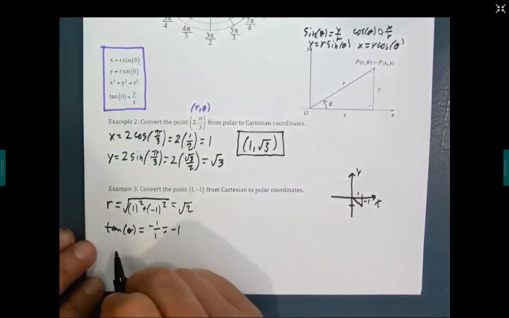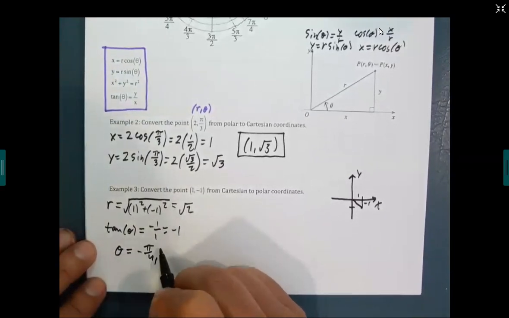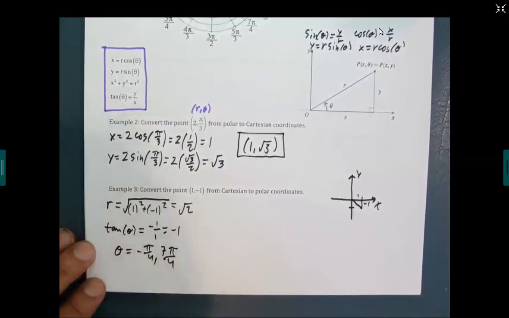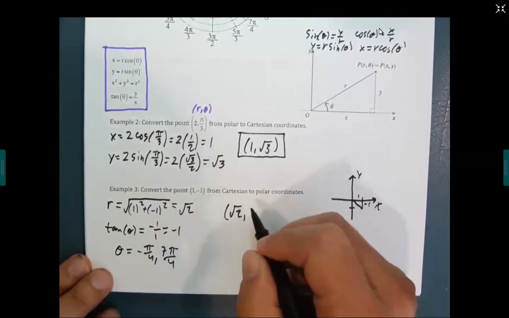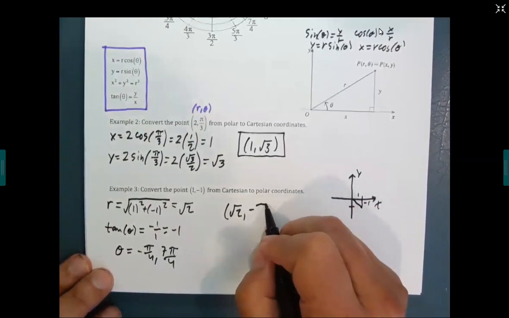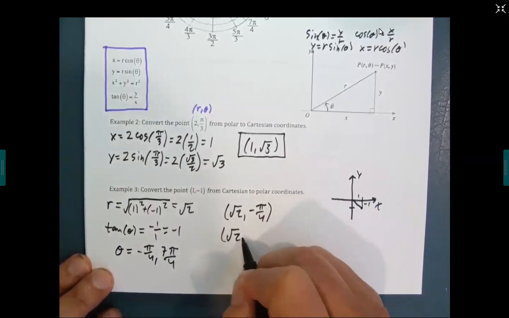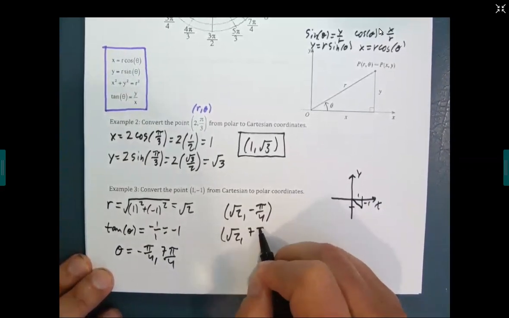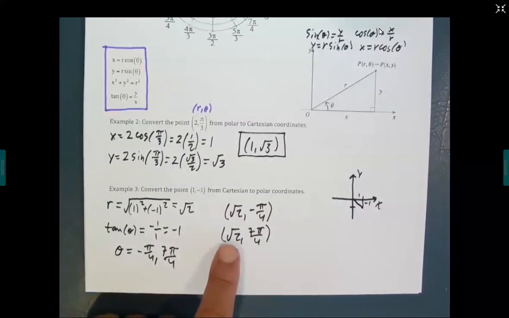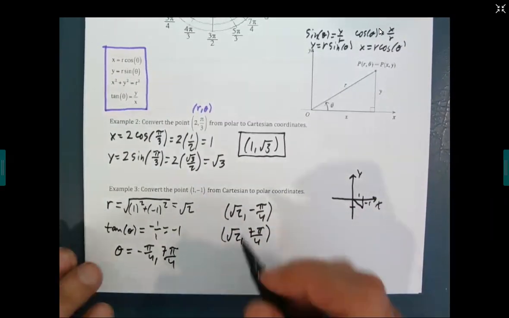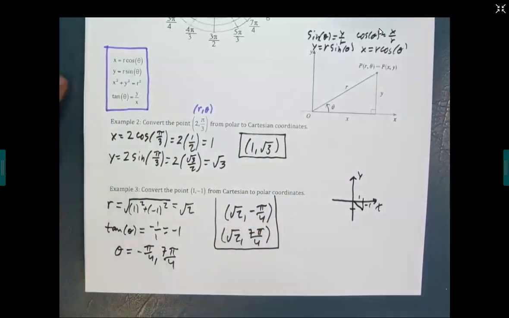And theta actually can be quite a few different things. That can be -π/4 or 7π/4. So in actuality, we can write the same point 2 different ways, with a positive radius. Now we could write it 2 more ways with negative radii, but I'm not going to get into that right now. So there we are with the conversion.